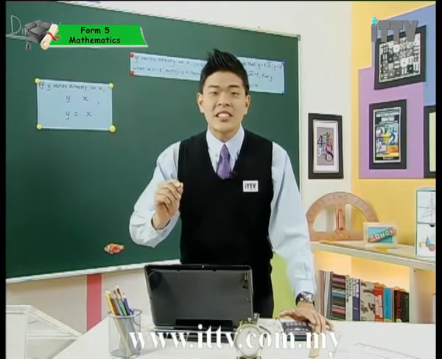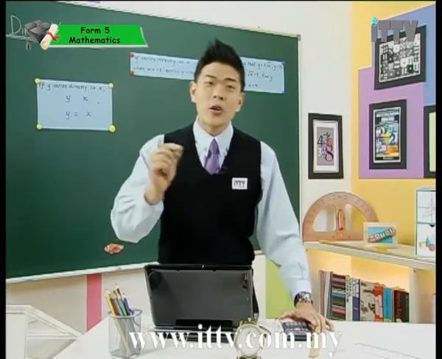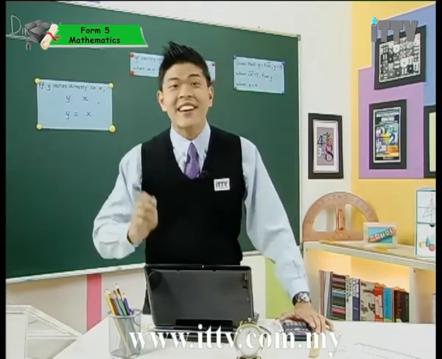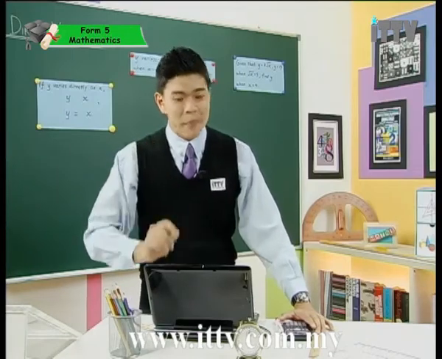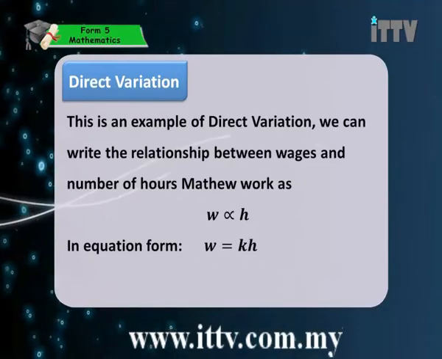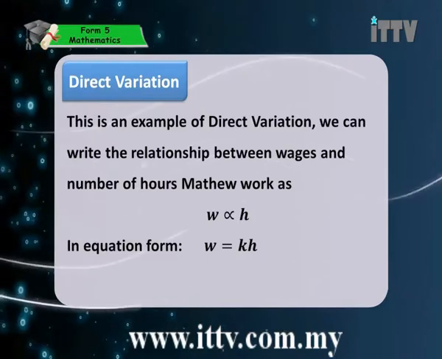One quantity increases, the other increases. One quantity decreases, the other decreases as well. So that is the pattern. Now, this is an example of direct variation.